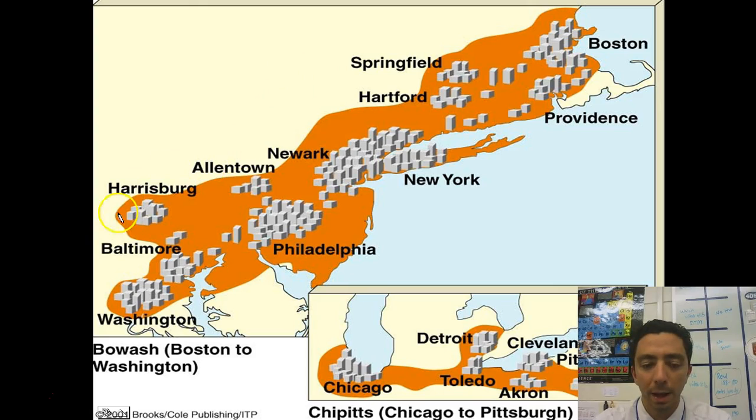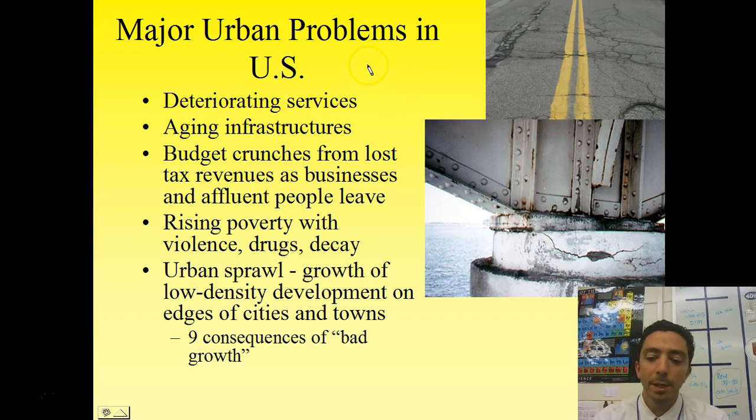The last part here are kind of these sprawled, endless urban areas. And so BOWASH stands for Boston to Washington. If you're in Boston heading down the coast southward, you're pretty much running through urban areas the entire way to Washington, D.C. And so this is like one huge connected area, and people commute all along this. They've got the trains that run, the subways that run long distances here to get people from point A to point B.